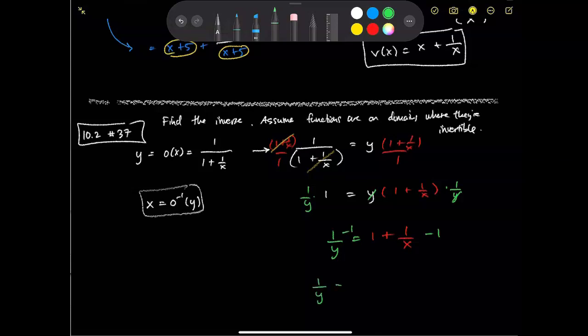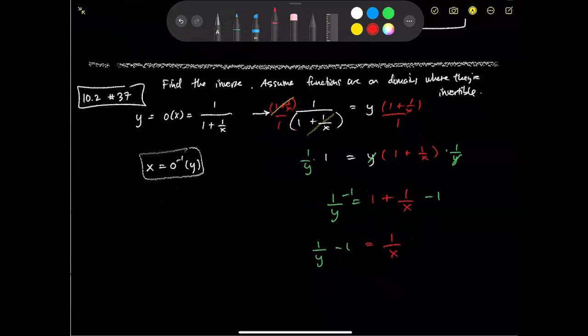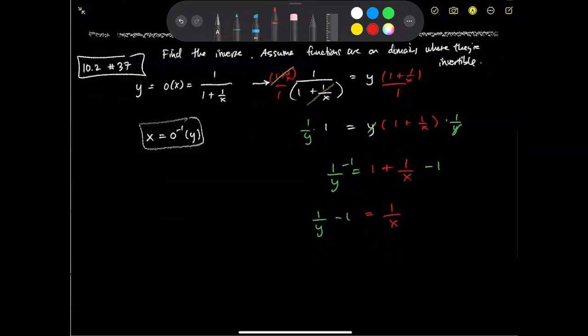So I'll get 1 over y minus 1 equals 1 over x. And so in order to find out what x is, we have the reciprocal of x. We're just going to flip both sides, essentially, right? One way to do it would be to just take 1 over, right? 1 over. We'll be left with x on this side, and then 1 over y minus 1 on this side.